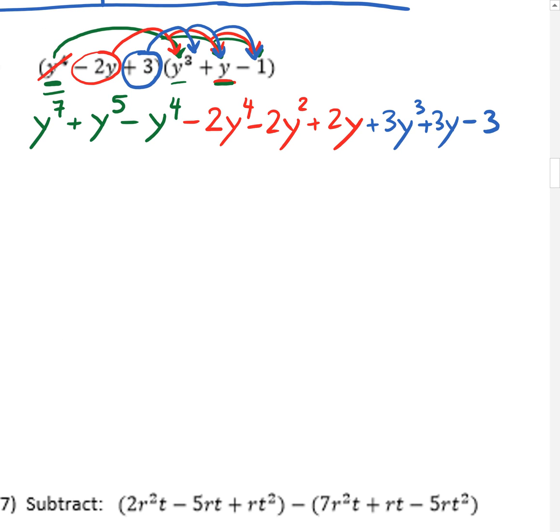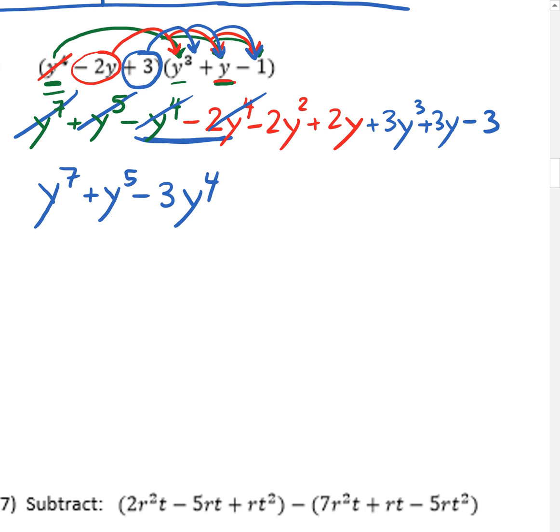If I scan through all these terms, the highest power is the 7th power. And there's no like term for him, so he's just going to be brought down. Same for the y to the 5th. He has no like term either. But then once I get to the next highest power, the 4th, I think there are a couple of y to the 4ths. So you have negative 1 minus 2, that's negative 3y to the 4th.